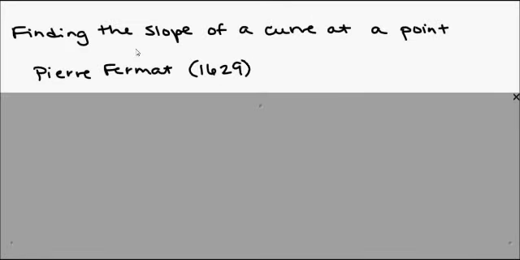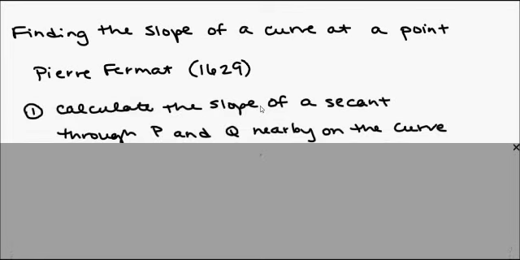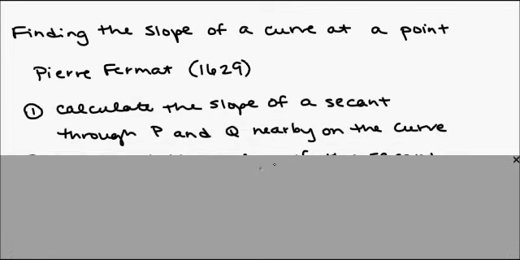Pierre Fermat did some work on finding the slope of a curve at a point, and this is a short summary of that. So basically, the first thing you need to do is calculate the slope of a secant through P and Q nearby on the curve. That's what we just did with the fruit fly problem.